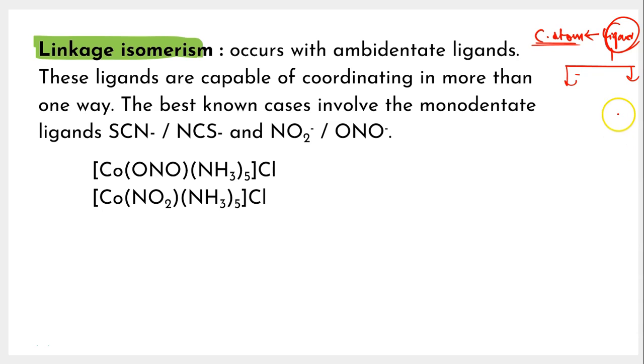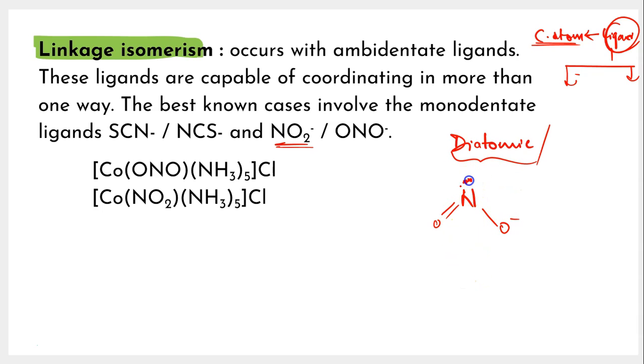Ambidentate ligands are those ligands where the ligand is diatomic or maybe polyatomic by nature. The ligand has at least 2 or more atoms in its structure, and it has the capacity of more than 1 atom of its structure acting as a donor. Say for example, I'm talking about NO2 minus. When I check the structure, this is how NO2 minus looks.